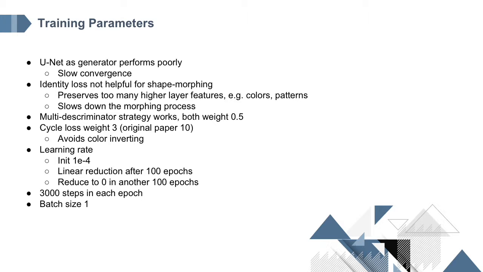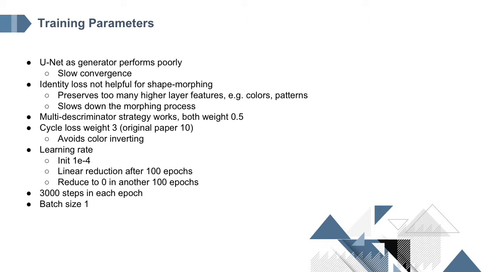On the bright side, however, the multi-discriminator strategy works, and both weights for the two discriminators are set to 0.5. Cycle loss deduction is also helpful for accelerating the morphing process, and frees the model from simply getting accustomed to inverting the color. The original weight for cycle loss is 10, and the final weight we use is 3.